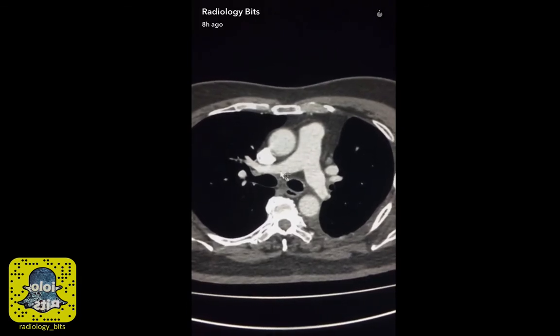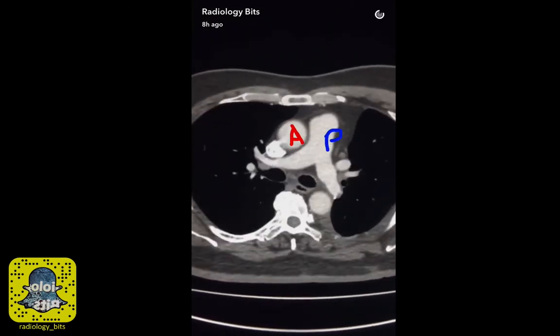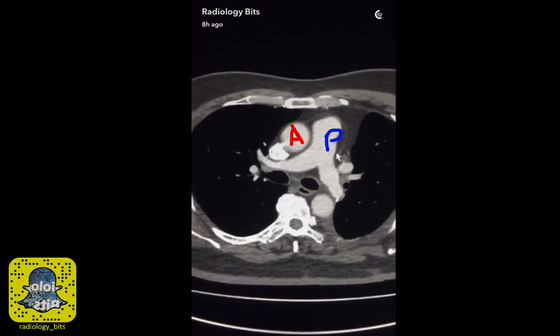other patient. So this other CT scan is done with intravenous contrast administration. You could see how the vessels are lighting up. This is the aorta, this is the pulmonary artery.